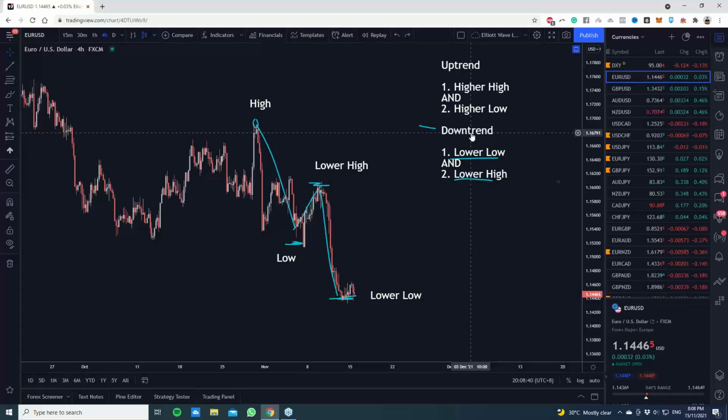Now what does this immediately establish? If the market is in a downtrend, we will only be interested in sell opportunities. That makes sense, right? The market is trending lower. There's no reason for you to go and look for buy opportunities, but instead, you want to look out for sell setups.